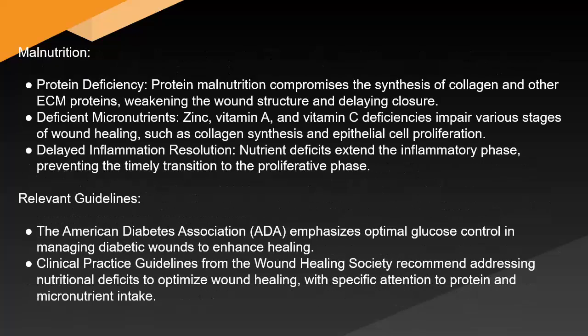Malnutrition. Protein deficiency. Protein malnutrition compromises the synthesis of collagen and other ECM proteins, weakening the wound structure and delaying closure. Deficient micronutrients. Zinc, vitamin A, and vitamin C deficiencies impair various stages of wound healing, such as collagen synthesis and epithelial cell proliferation. Delayed inflammation resolution. Nutrient deficits extend the inflammatory phase, preventing the timely transition to the proliferative phase.